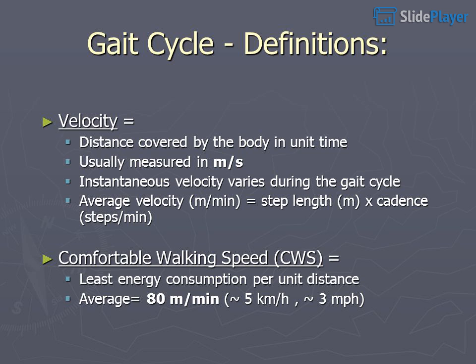Comfortable walking speed, CWS, equals the least energy consumption per unit distance. Average equals 80 meters per minute, approximately 5 kilometers per hour, or 3 miles per hour.